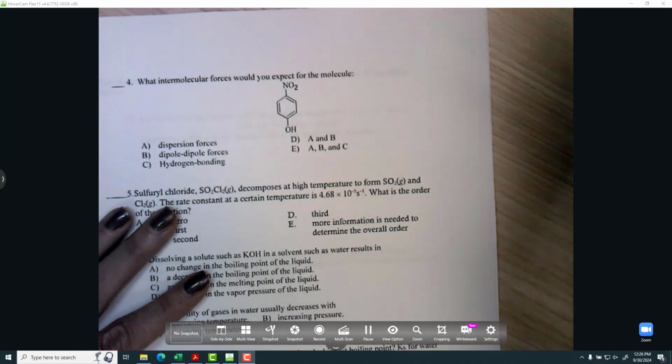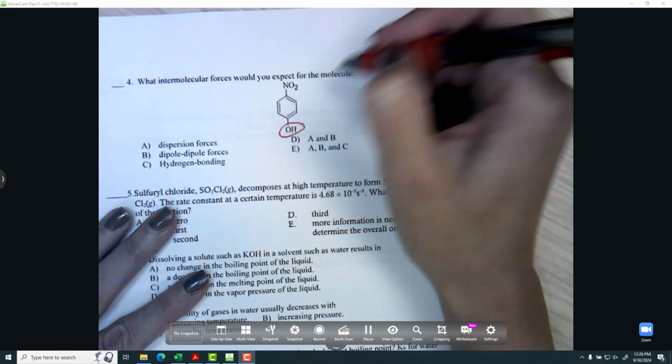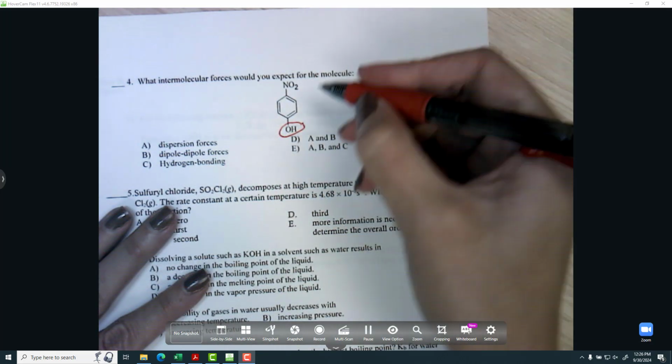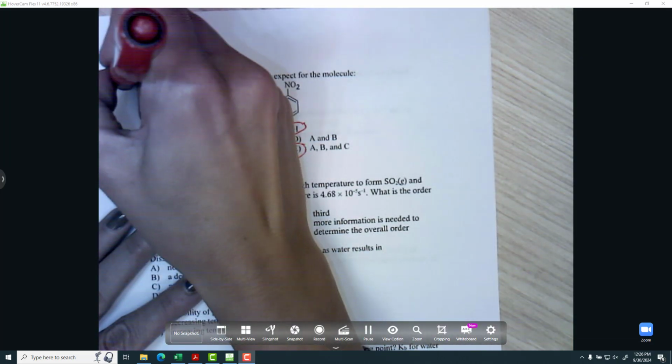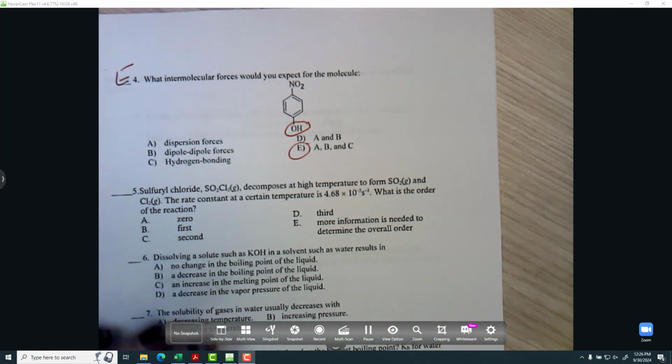Okay, next up, as soon as I look at this, I see an oxygen directly bonded to a hydrogen. I know that means it's got hydrogen bonding, which means it has all 3: dispersion, dipole-dipole, and hydrogen bonding.